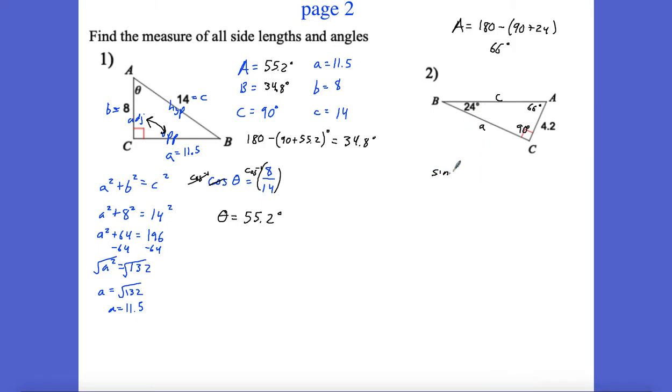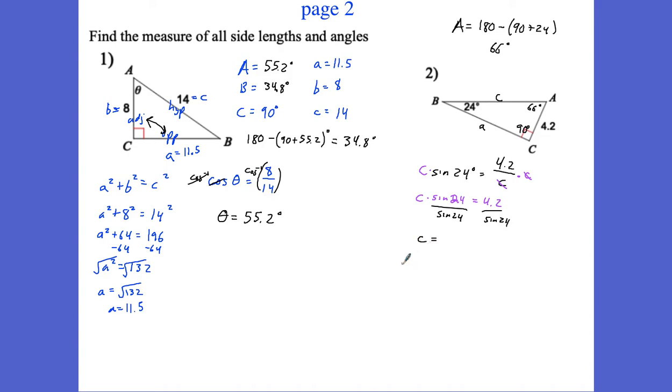So we can say sine of 24 degrees, the angle right here, equals opposite over hypotenuse, 4.2 over side c. Now, this is a little tricky because we have to first get this variable out of the denominator prior to solving for it. So I'm going to multiply both sides by c. Those c's cancel, reducing to 1. So I have c times sine 24 equals 4.2. Now I can divide by sine 24 on each side, which allows me to isolate c. So 4.2 over sine 24 equals c.